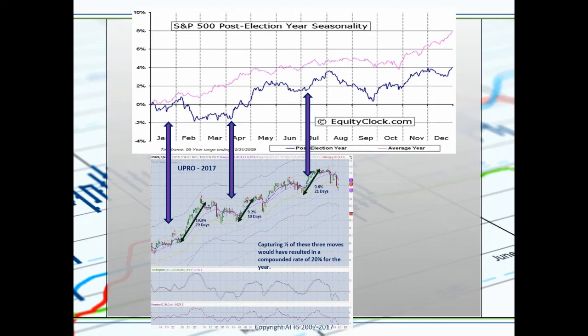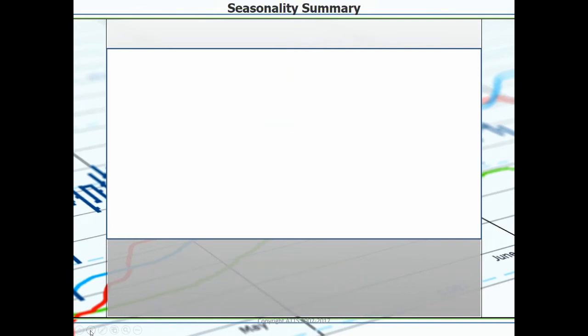And what kind of a run will that go on? Typically about 4% through the last 3 months of the year. Well, if you're doing a 3-times leverage, that equates to about a 12% move. And so that's what we're looking forward to moving into the end of the year.